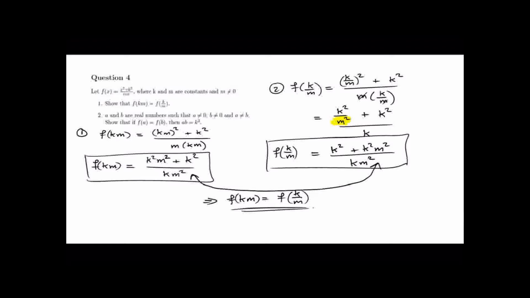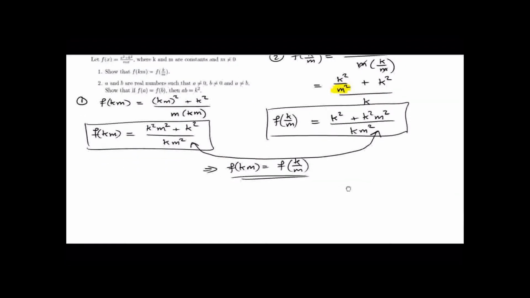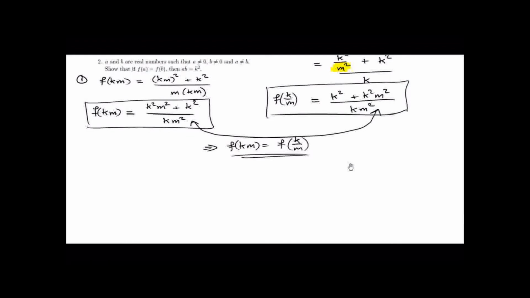So what we're told in part 2 is that if a and b are real numbers such that a is not 0 and b is not 0, and that they're not equal to each other either, show that then if f of a is equal to f of b, we must have ab equals k squared. Now part 2 of the question, I have to say, is just clever factorizing.